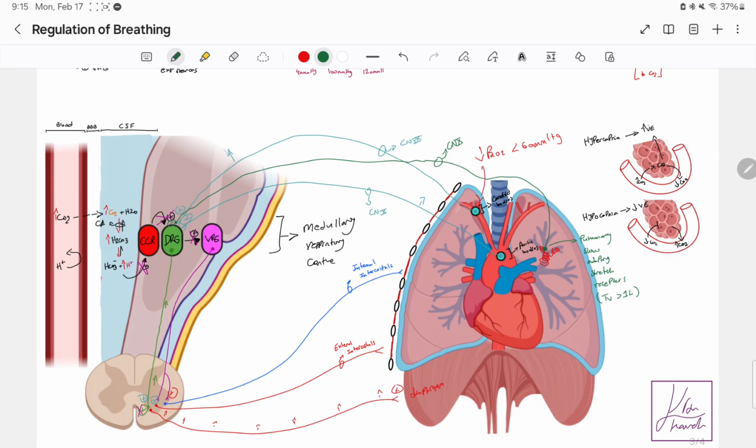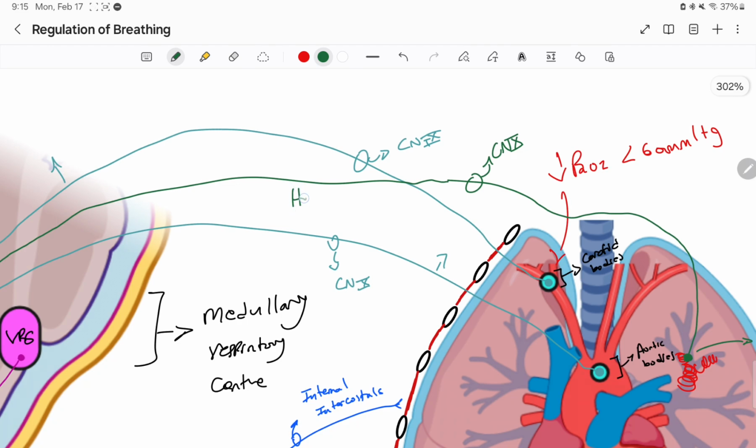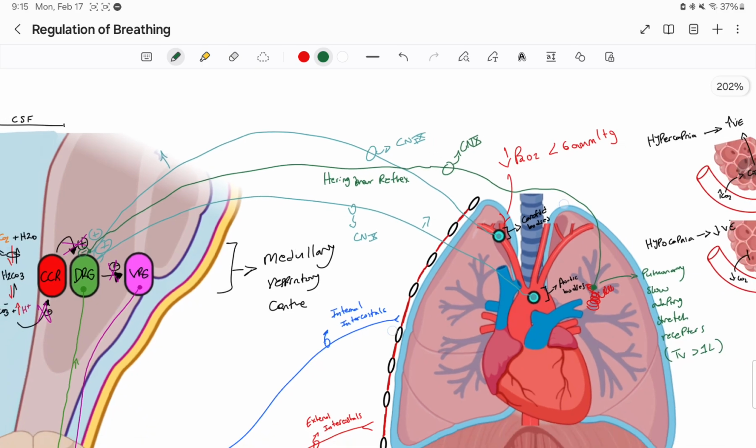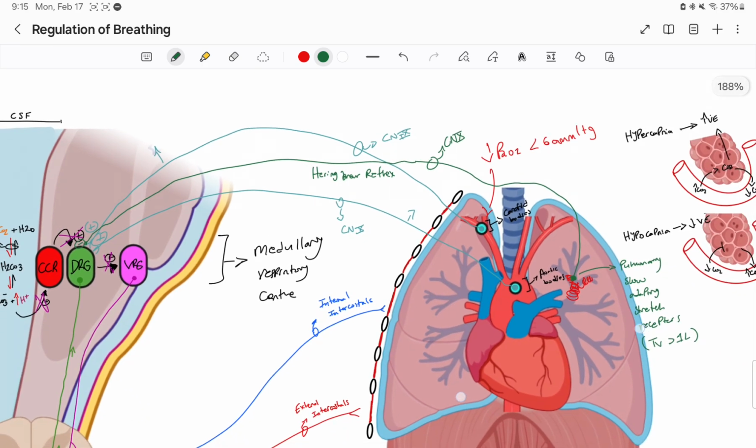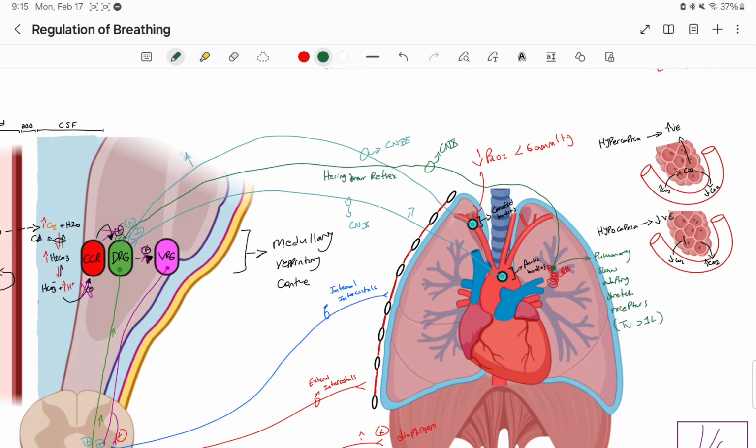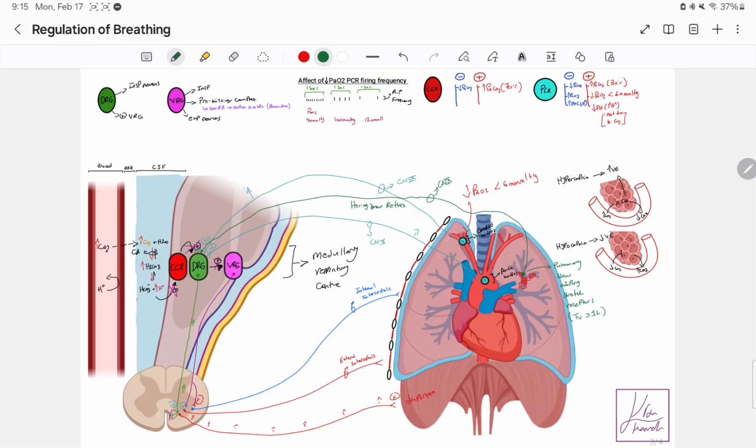This reflex has a specific name. It's called the Hering-Breuer reflex. And it's a classic example of a negative feedback loop. It was discovered around the 1860s by Hering and Breuer. And all it is is a protective mechanism against overinflation of the lung. Okay? That's literally all it's doing.